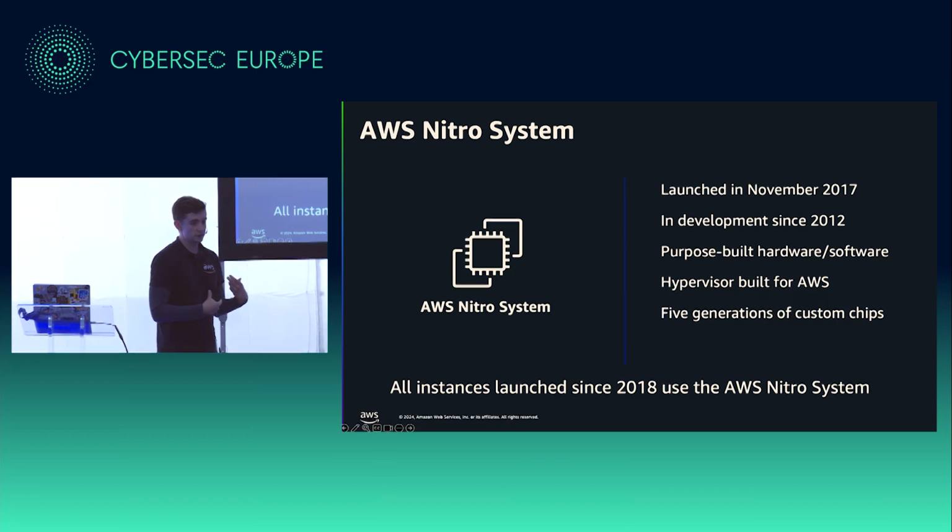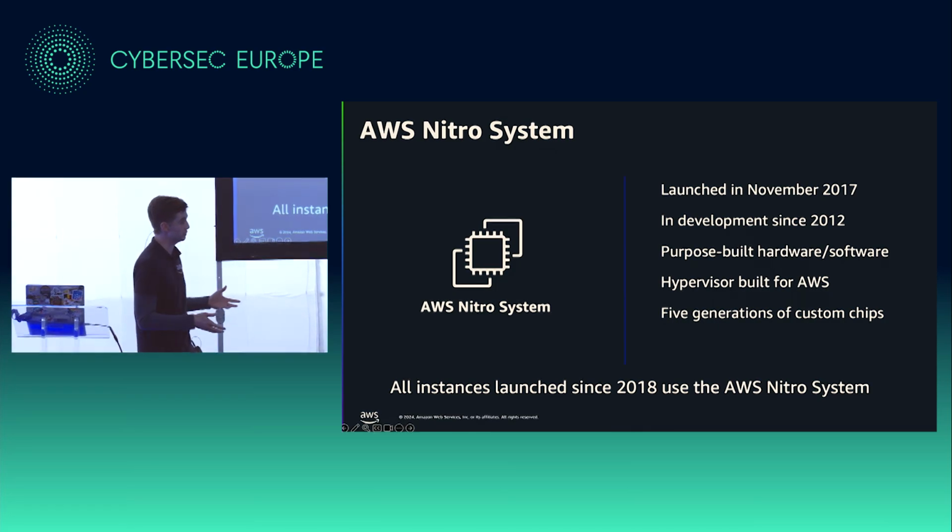Nitro was built because we found that the existing hypervisors, the existing hardware wasn't cutting it for us. We've been developing this since 2012. And since then, we've re-architected the way we use our hypervisor and the way in which we use hardware within our infrastructure to provide performance, but also a high level of security to both our customers and indeed to ourselves as a service provider.